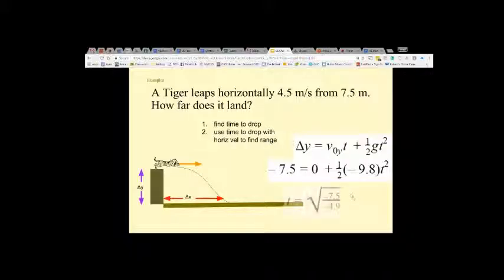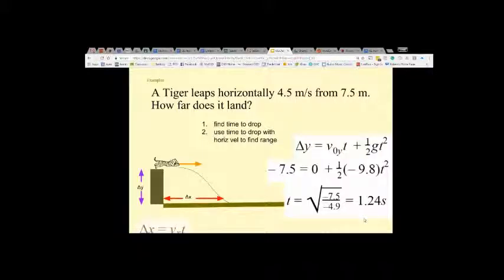So we do a little bit of algebra and multiply 1/2 of 9.8, that's the 4.9, and that's the number we're going to divide both sides by. And then, of course, don't forget to take the square root in this case, so that you can get the time. The negative signs cancel out before the square root. It's convenient. So we get 1.24 seconds for the time it takes for the tiger to drop straight down 7.5 meters.